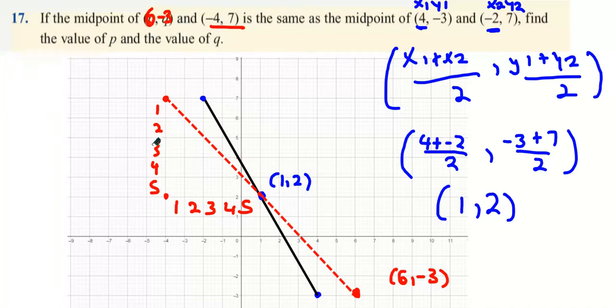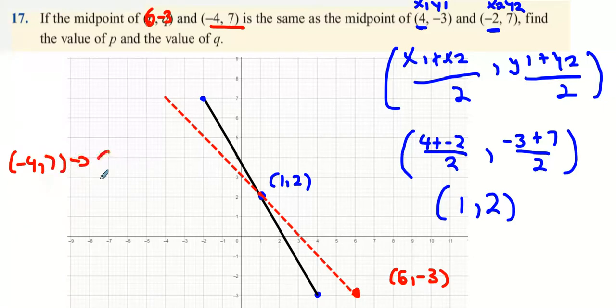How'd you do that without using the graph? Anybody tell me how to do that without using the graph? Yes, Ryan. It's from minus 4, 7 to 1, 2. So minus 4, 7 goes to 1, 2. Then minus 4 to 1 is 5, plus 5 to x. Then 7 to 2 is minus 5, minus 5 to y. Does everybody get that?